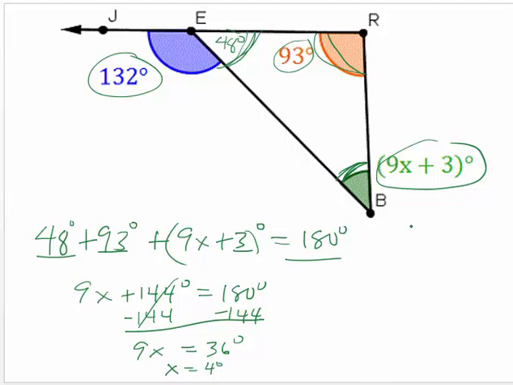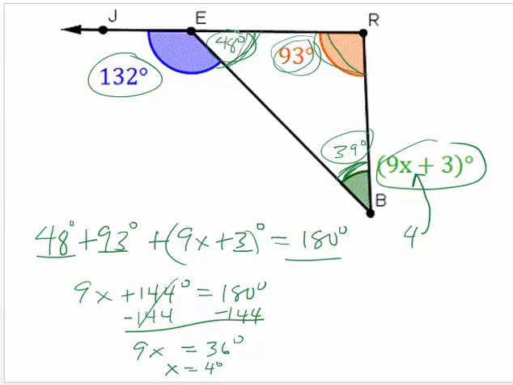So let's put a 4 in for x here. 9 times 4 is 36. 36 plus 3 is 39. So supposedly that's 39 degrees. We know we're right if 39 plus 93 plus 48 adds up to 180. And let's see, 132. Yep, it does add up to 180.